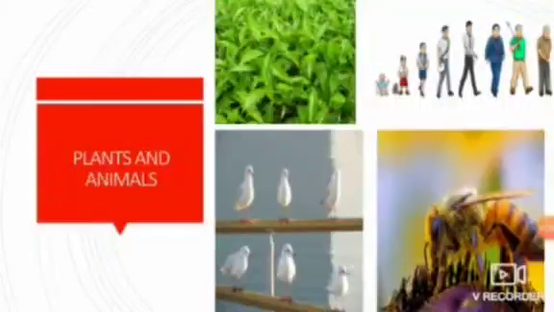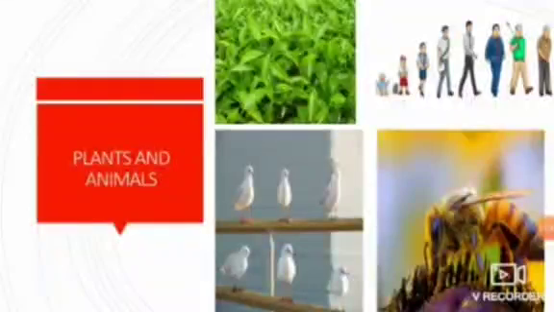Now here children, you are seeing pictures of some plants, human beings, birds, insects. So now you should remember that all these birds, insects, animals, and our human beings are all included under animals only. That is, we human beings are also called animals. You should keep that in mind.